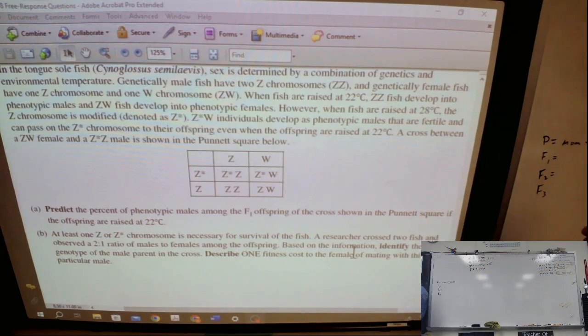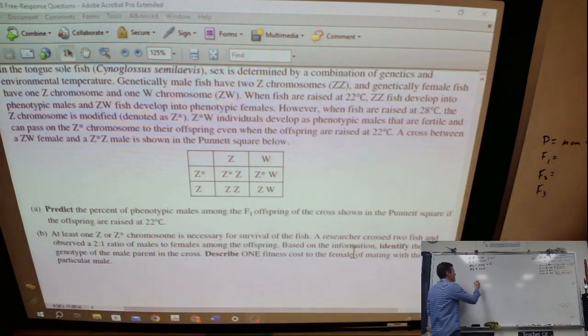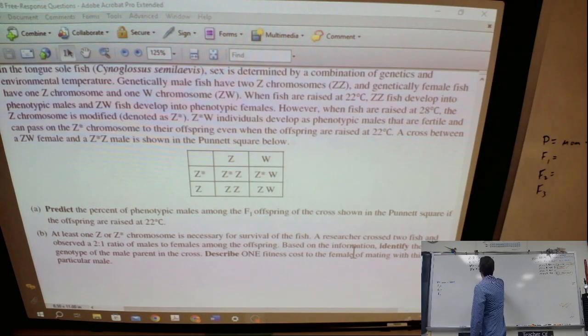It says the researcher crossed 2 fish and observed a 2-to-1 ratio of males to females, so 1 of the 4 died. Based on the information, identify the genotype of the male. So I have to somehow create a kid that didn't get a Z, and then they're going to be the daddy. So I've got mom. Up here I've only got one possibility for mom that I know of, ZW. And if I have a dad that can pass along a W, then that kid's a goner. So if the male was Z star W, it would work.